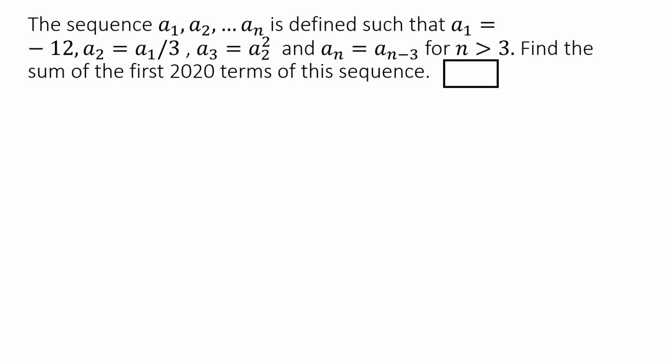The sequence A1, A2 through AN is defined such that A1 is equal to minus 12, A2 is equal to A1 by 3, A3 is equal to A2 squared, and then AN is equal to AN minus 3 for n greater than 3. We have to find the sum of the first 2020 terms of this sequence.